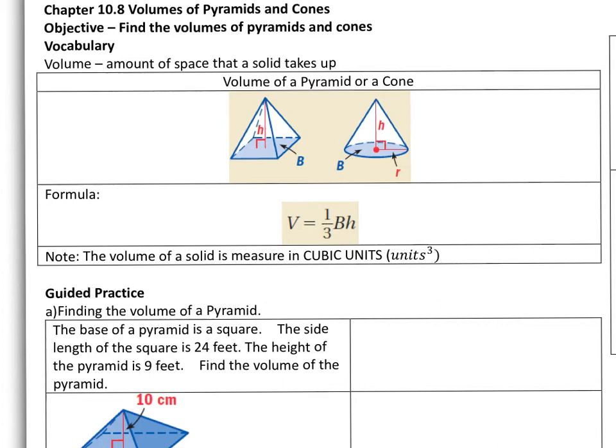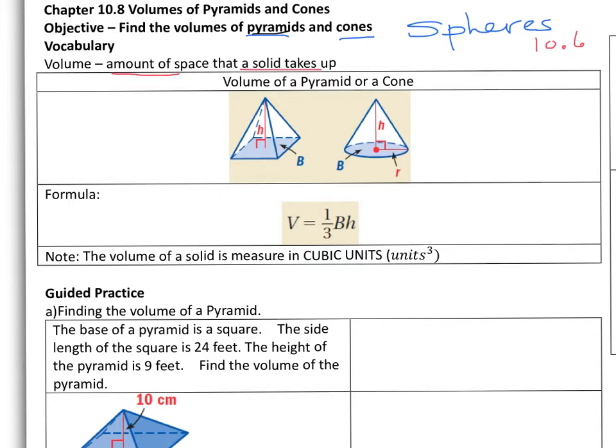In this lesson, we will be focusing on finding the volumes of pyramids and cones, as well as spheres. You should be well acquainted with these shapes, as I've mentioned them before in lesson 10.6, when we were calculating the surface areas for these items. Okay, again, the volume is just the amount of space that a solid takes up.